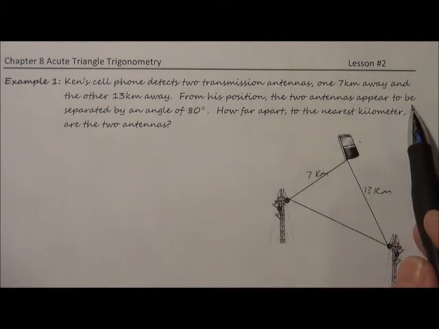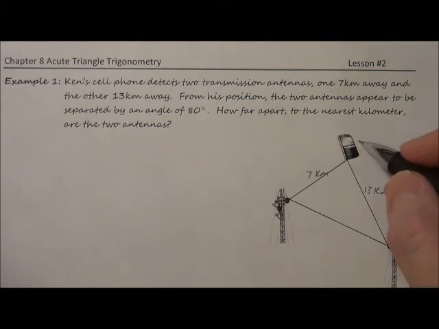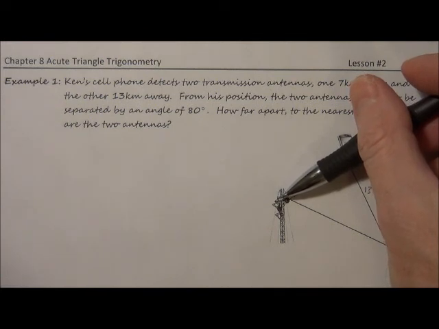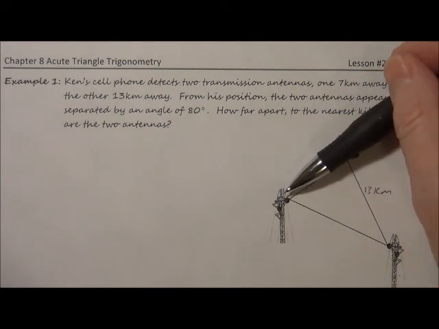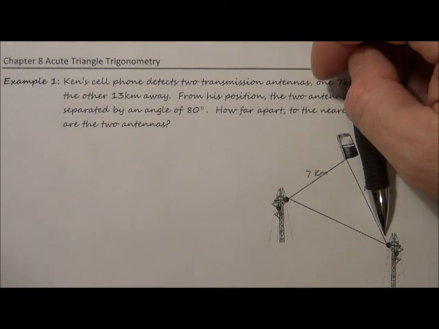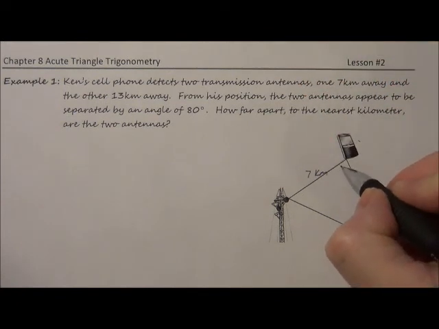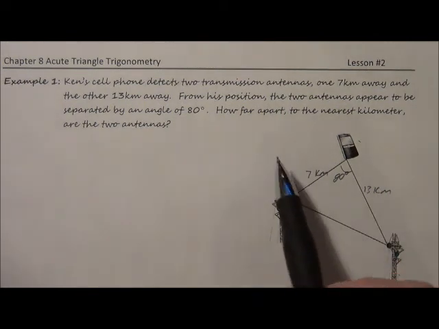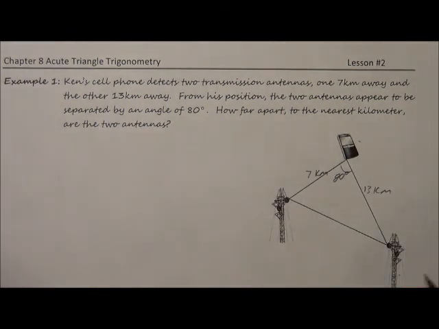And from its position, the two antennas appear to be separated by an angle of 80 degrees. So if you were to look from here to one transmission tower and then sweep out the angle towards the other transmission tower, this angle between them is 80 degrees. So we want to find out how far apart, to the nearest kilometer, are the two antennas. Sorry about this, that should be RE because we're Canadians. So we're looking for this distance here.